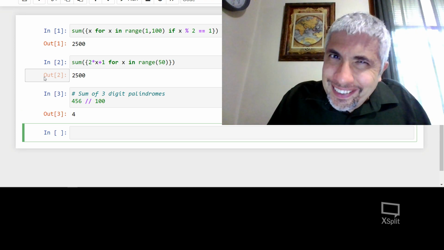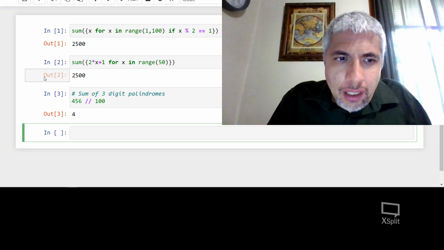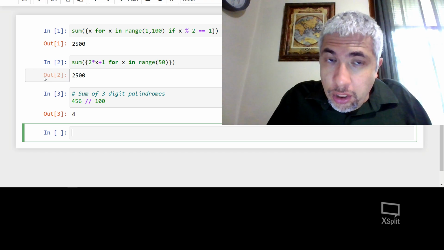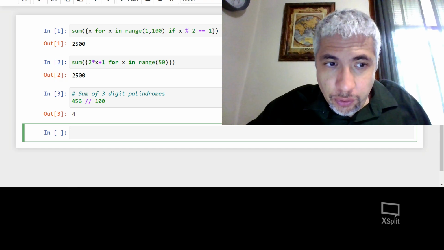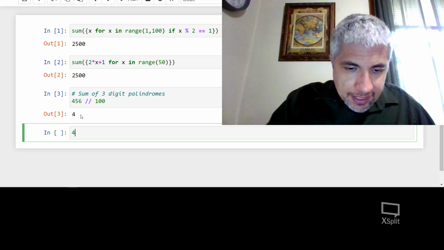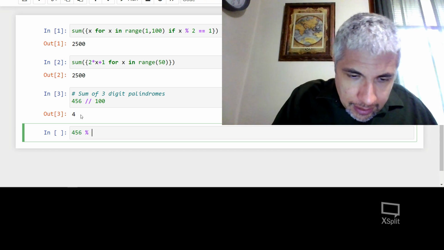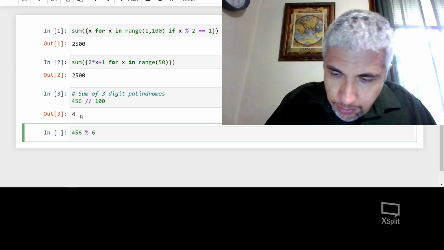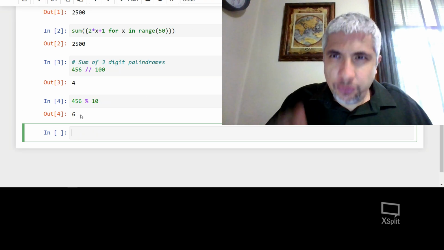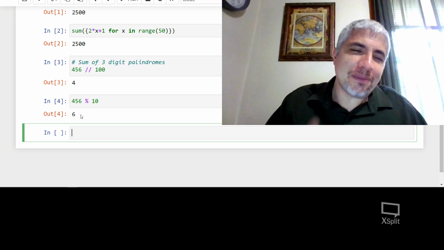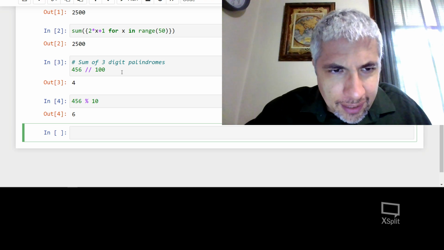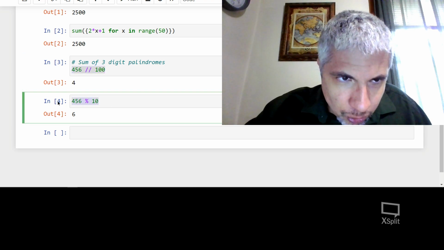Okay, how can I get the last digit? Well, if I divide by 10, the last digit would be the remainder, right? Because 10 would go into 450 evenly, and it would have 6 left over. So if I take 456 and take the remainder when I divide by 10, I get 6, which is going to be the rightmost digit. So I know I have the leftmost digit, and I know I have the rightmost digit.